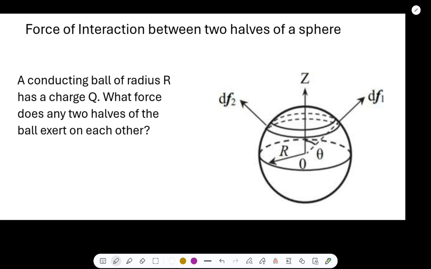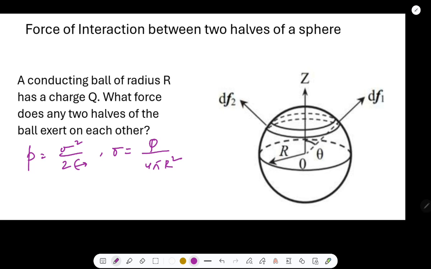We have information that the surface of the sphere is subjected to a pressure from inside due to interaction of charges, and that pressure we already found equal to sigma square by 2 epsilon naught, where sigma is the surface charge density of the sphere, and that can be simply written as total charge on the sphere divided by its surface area, that is 4 pi r square.